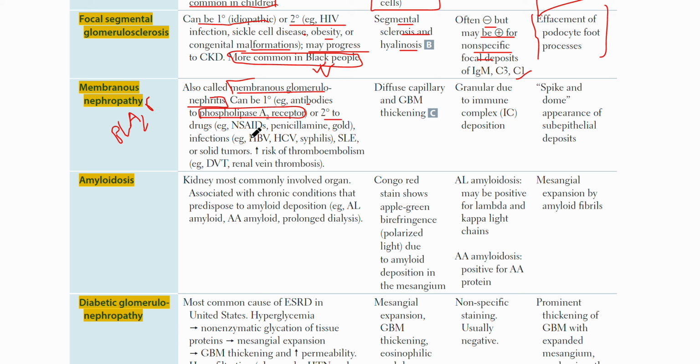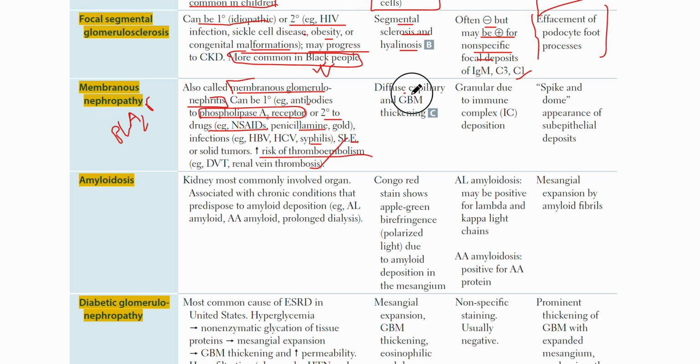And also secondary to drugs, as in NSAIDs, penicillamine, gold. And infections like HBV, HCV, syphilis, SLE, or solid tumors, and also increased risk of thromboembolism as in DVT and renal vein thrombosis can cause this.